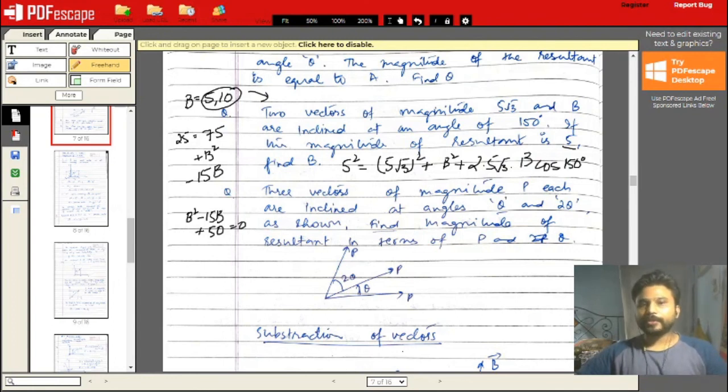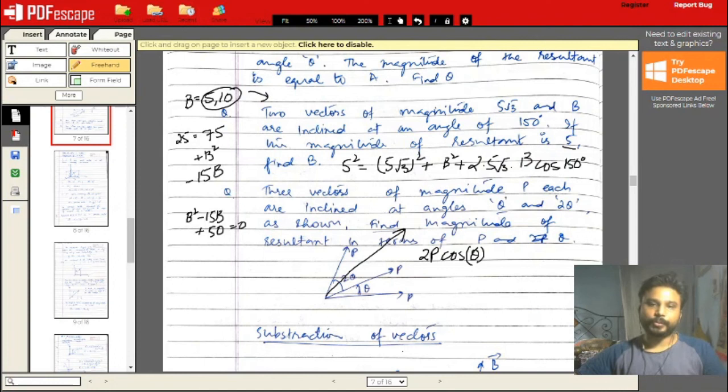Next, here we have three vectors of magnitude p each. Two of them are inclined at an angle 2 theta and the other two are inclined at an angle theta. We have to find the resultant of these three vectors. So what we would do is that we would add two vectors separately first. So these p and p would have to be added. So we already learned the formula for adding two equal vectors, that is 2a cos theta by 2. Here the magnitude of each vector is p and the angle between them is 2 theta. So 2 theta by 2 is theta. So that would be the vector 2p cos theta.